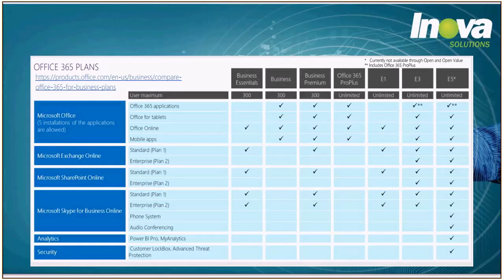So I should note that the E3 and the E5 were not available through Open and Open Value. Not sure when that has changed or if it has changed recently, but for now it's not available. But it can be purchased through MPSA. Oh, okay. All right. Thank you. No problem.